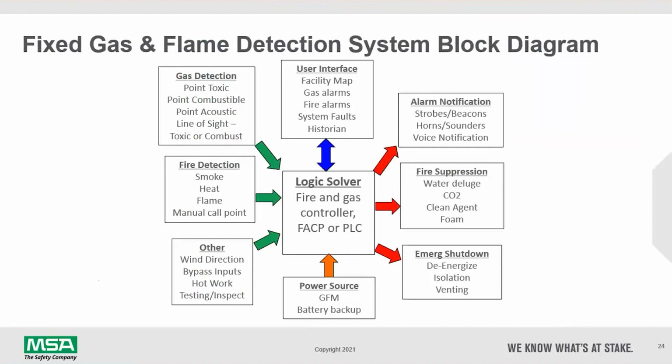Those include alarm notification devices, strobes and beacons, or horns and sounders, and even voice notification that actually provides a verbal evacuation or alarm type of voice notification to the team on site. If there's a fire suppression releasing system, it could be any one of the agents shown here, water or CO2 or clean agent or foam. And then the third type of output is emergency shutdown output, which could be de-energizing live circuits or actuating isolation valves or vent valves to, again, put our process into a safe state.